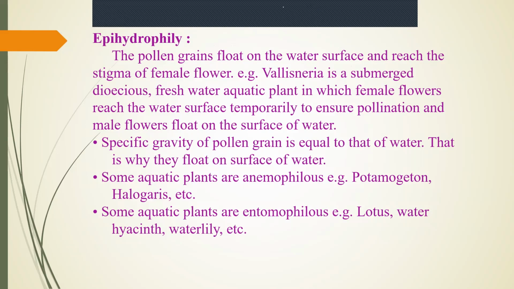So freshwater aquatic plants in which the female flower reaches the water surface temporarily to ensure pollination. म्हणजे फ्लॉवर जे आहे ते वरती येतात टेम्पररी, to ensure the release of pollination. मग मेल फ्लॉवर जे आहेत which float on the water surface and these pollen grains come in contact with the female flower. Specific gravity of pollen grains is equal to water, so that pollen grains float on the water surface.